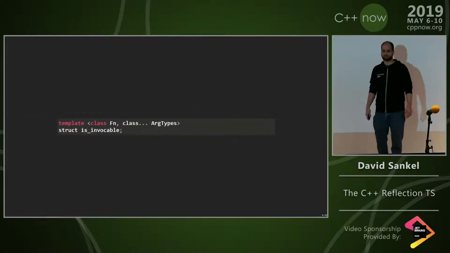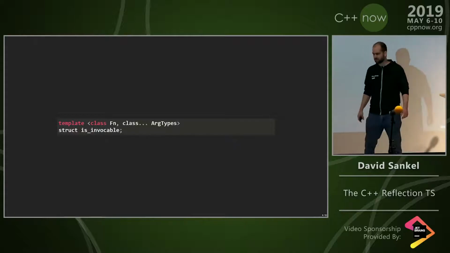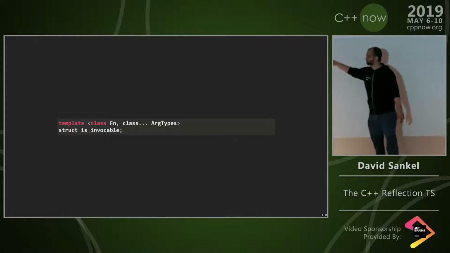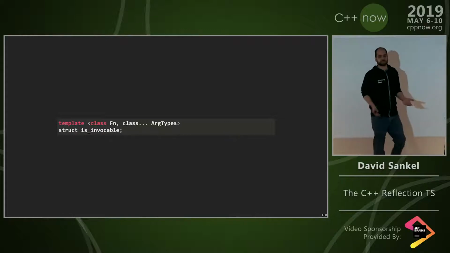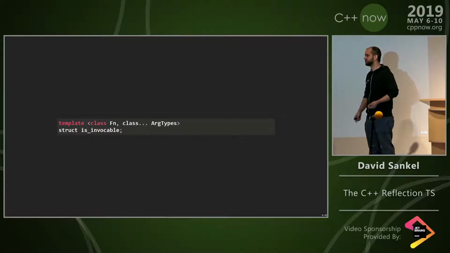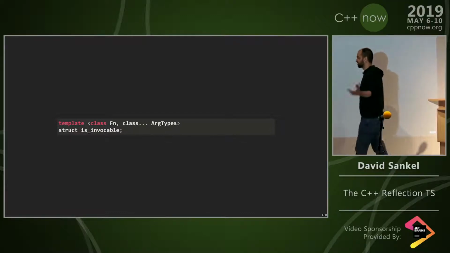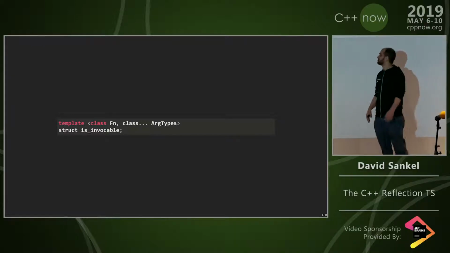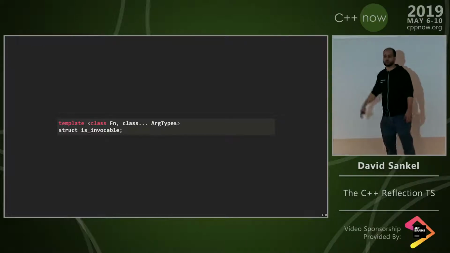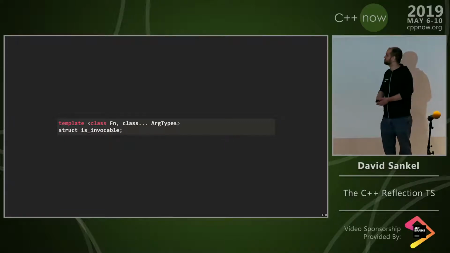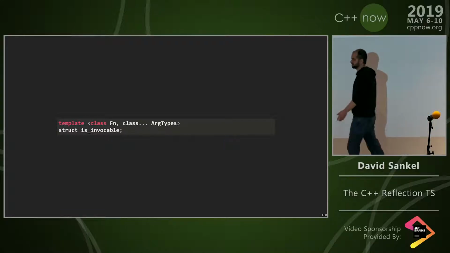Is invocable is an interesting one. This is quite a complex thing. I don't know if you've ever messed with this, but the first template parameter can be something function-like. It could be a member function, a free function, a lambda function, or a function object. You pass in these argument types as parameters, and it'll tell you if you can actually invoke that somehow with parameters of this type. And then there's an invoke to actually do that kind of thing.